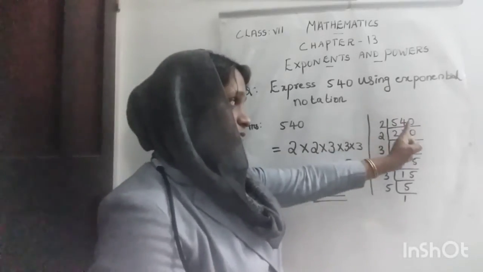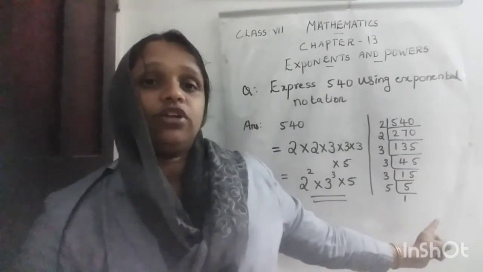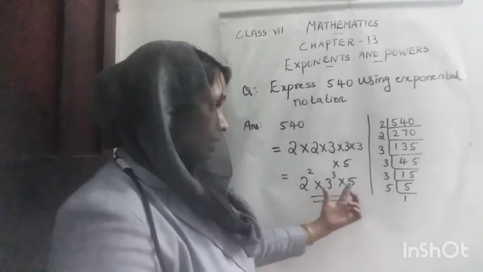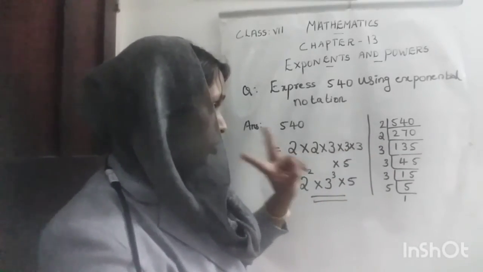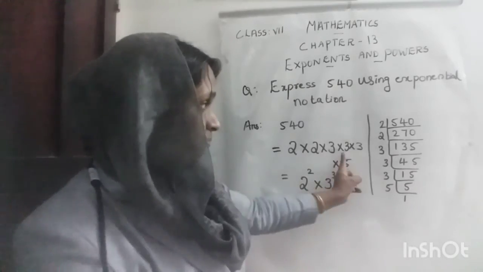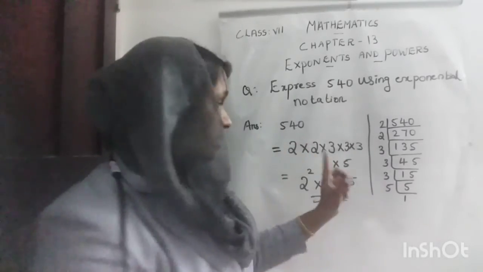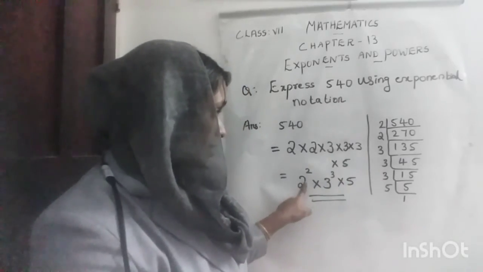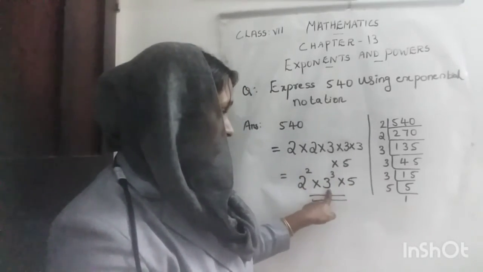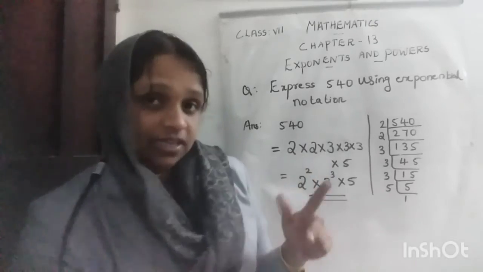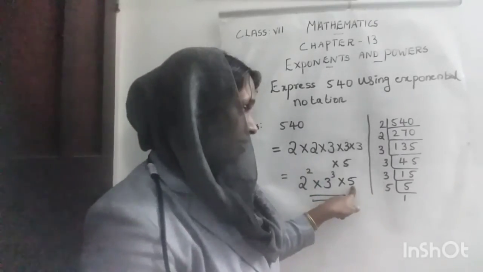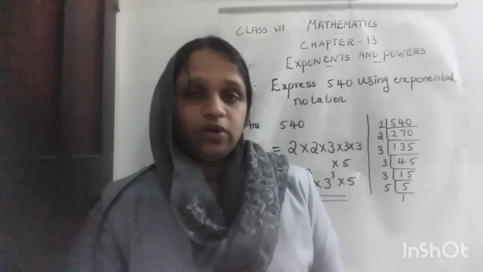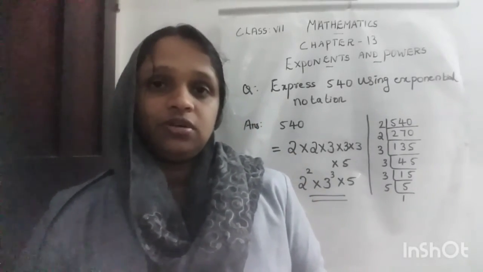So we want to do the prime factorization, and after that we want to write in exponential form. Here 2 is repeating 2 times, so 2 raised to 2. 3 is repeating 3 times, that means 3 raised to 3. And 5. Here 2 is the base and 2 is the exponent. Here 3 is the base and 3 is the exponent. And here 5 is the base, and there is no number shown, that means the exponent is 1. Okay students, got it?